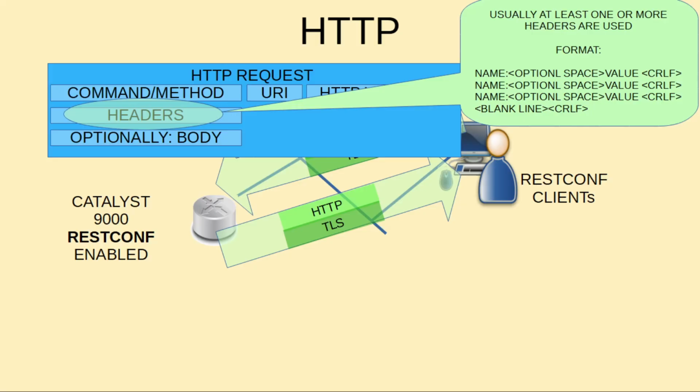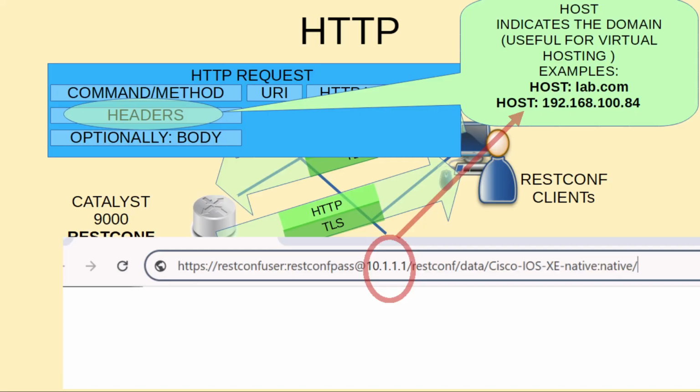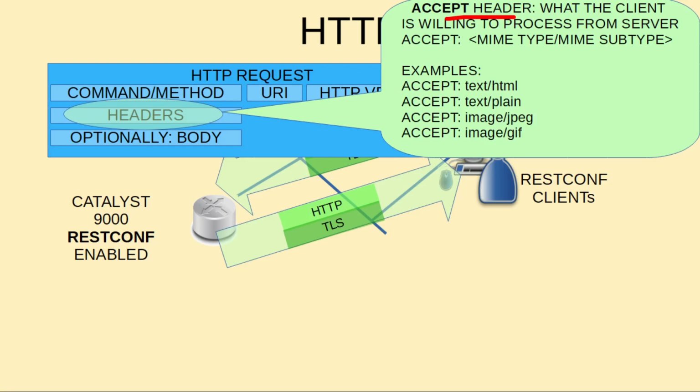Next, we have headers. We may include several headers within our HTTP request using this format. The first header that we are going to talk about is the host header. This header may be an IP address or a domain name. In our browser example, this part will be used in order to create the host header. The accept header.